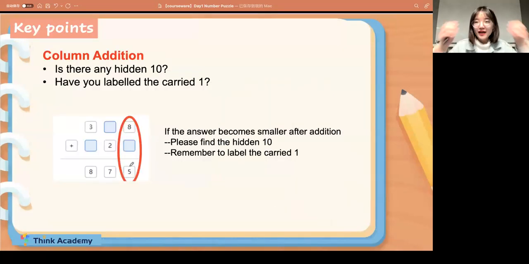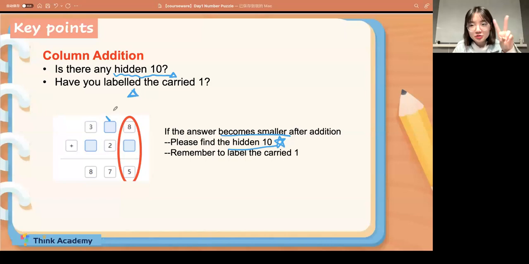Then let's move on. So for any column addition questions, remember, there are 2 steps to ask yourself. The first one, is there any hidden 10? So if the number becomes smaller after addition, then there will be a hidden 10. Then the second step, please label the carried 1 to the next column. So the 2 questions to ask yourself will be, is there any hidden 10? And have you labeled the carried 1? Okay, that makes sense? Really?